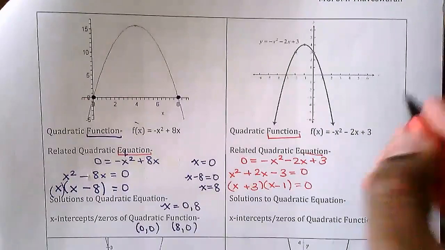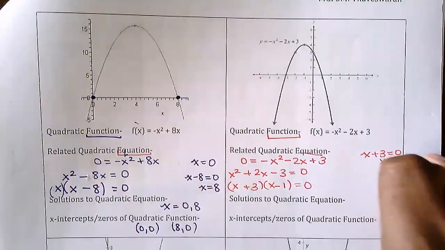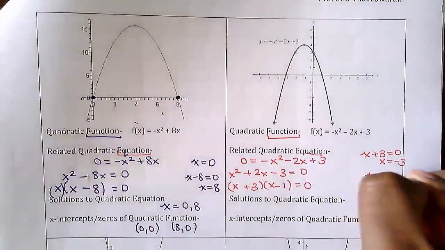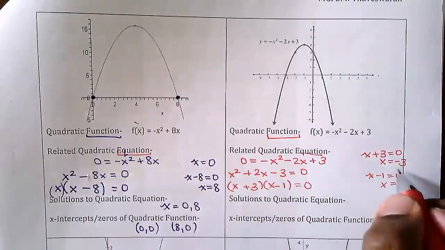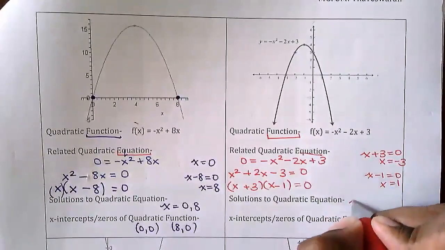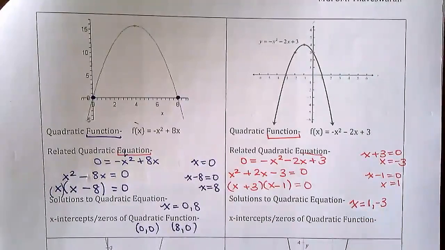So each factor can equal 0. X plus 3 is equal to 0, so x equals negative 3. And x minus 1 is equal to 0, so x is equal to 1. So the two solutions I have for my quadratic equation are 1 and negative 3.